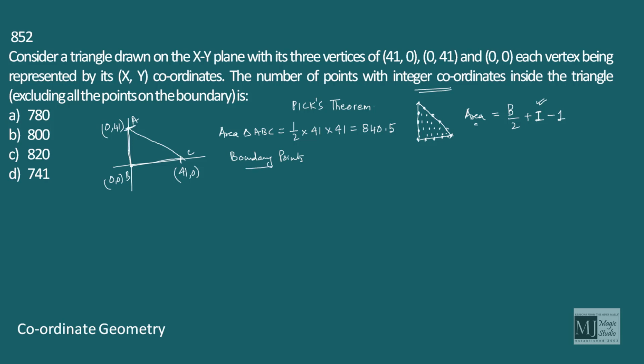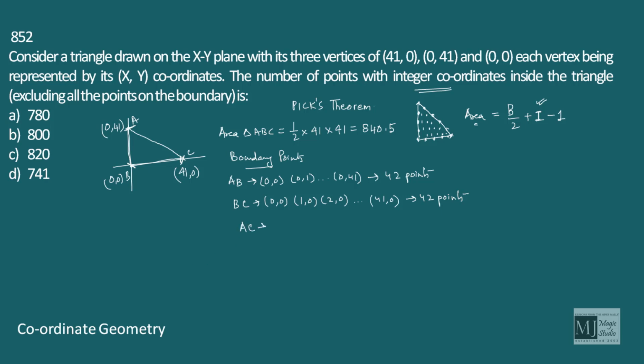On the boundaries we can see that we have three straight lines. Line AB. On line AB the points are moving from (0, 0), (0, 1) to (0, 41). That means there are 42 points. On line BC, these points are moving from (0, 0) to (1, 0) to (2, 0). Mind you, we are considering only the integral points. Integral points means both x and y should be integers. (2, 0) till (41, 0). That means here we will have 42 points.